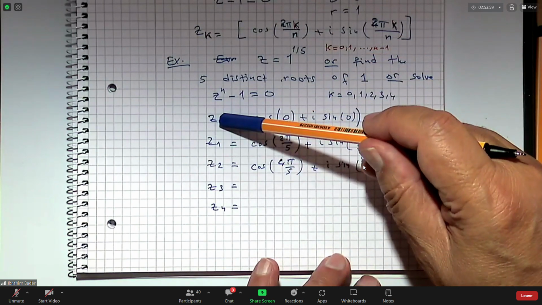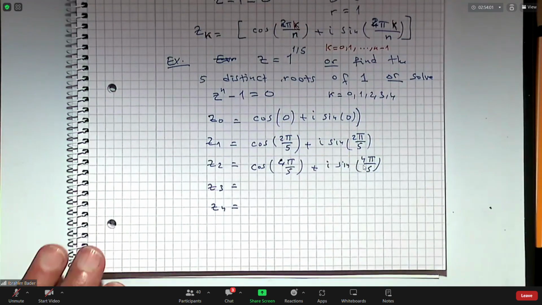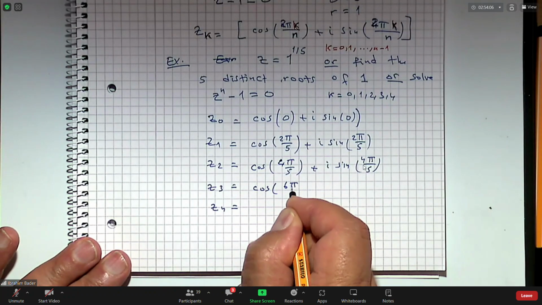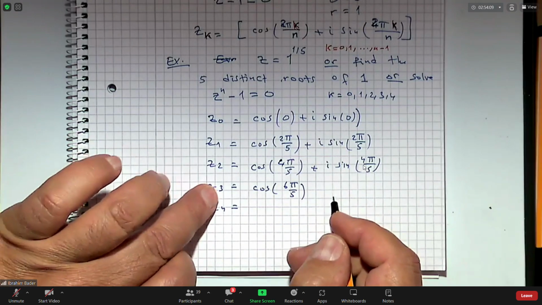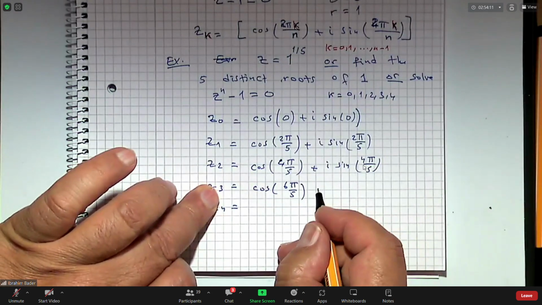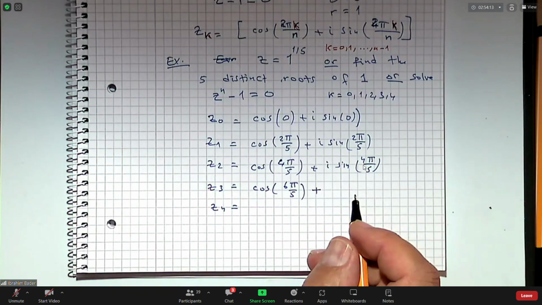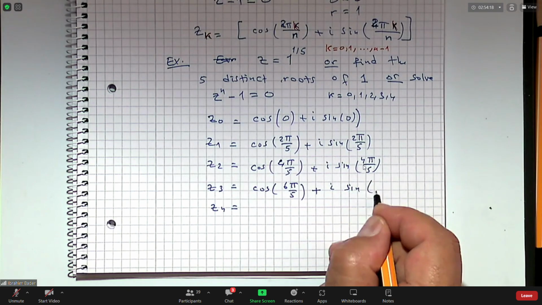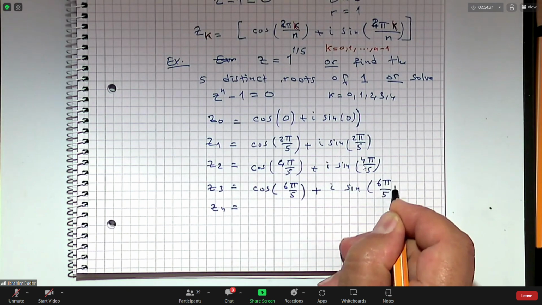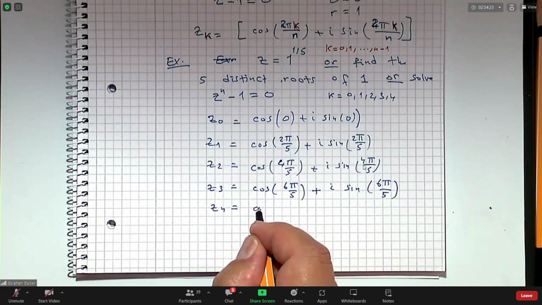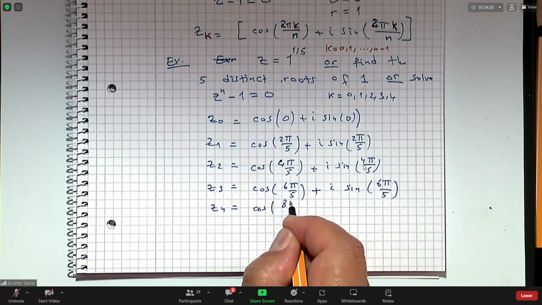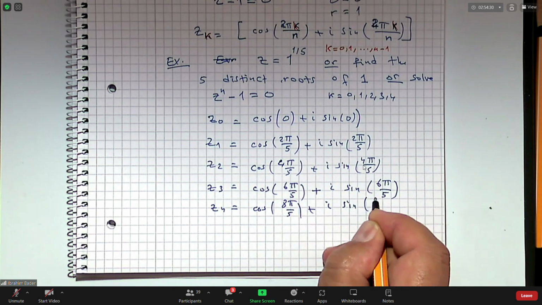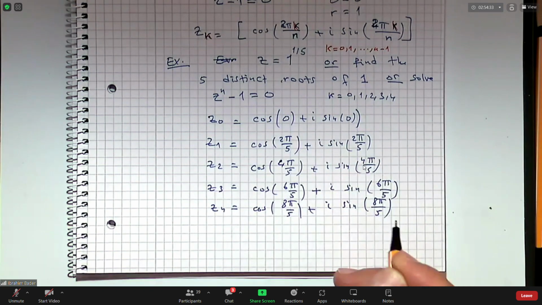So I started with 0, 1, 2. Now the next step, I will be having cosine of 6 pi over 5. 6 comes from 3 times 2 pi. I sine 6 pi over 5. And the last one is cosine of 4 times 2 pi, 8 pi over 5, plus i sine 8 pi over 5. Good.